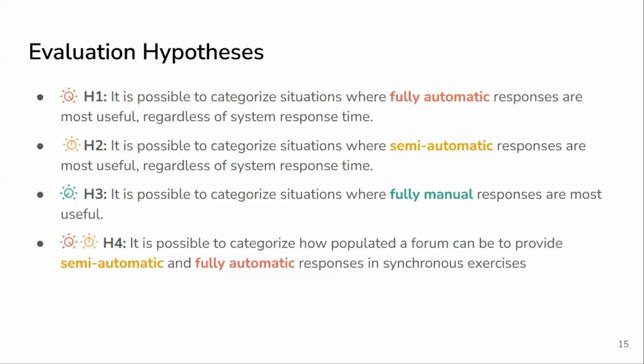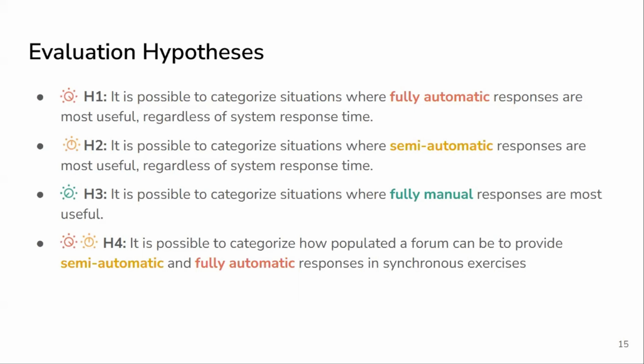So we have developed a few different evaluation hypotheses. The first three tackle the three different degrees of automation, as I mentioned before. First, is it possible to categorize situations where fully automatic responses are most useful, regardless of how long the system takes to run? Second, is it possible to categorize situations where semi-automatic responses are the most useful, regardless of the response time? And third, is it possible to categorize situations where fully manual responses are most useful?